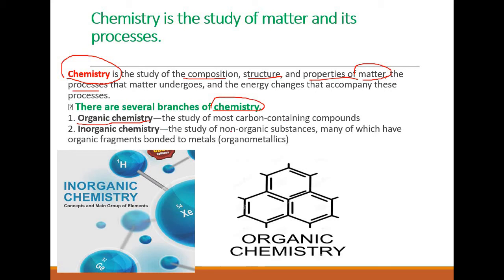Inorganic chemistry is the study of non-organic substances, many of which have organic fragments bonded to metal, called organometallic. So inorganic chemistry studies any substance that is non-organic, like hydrogen or oxygen atoms, oxygen molecules, carbon dioxide, helium. All of this is inorganic chemistry.